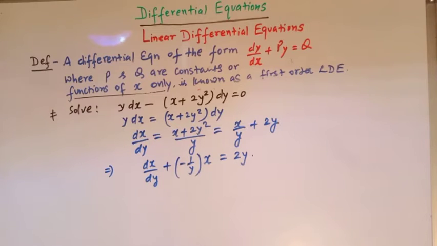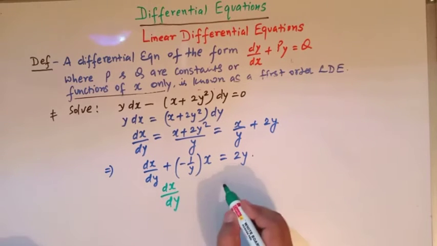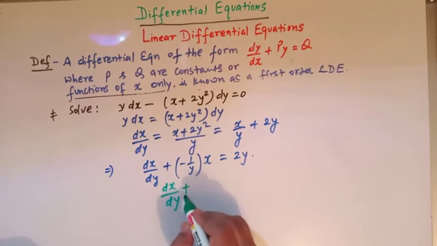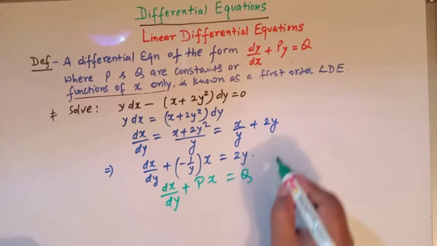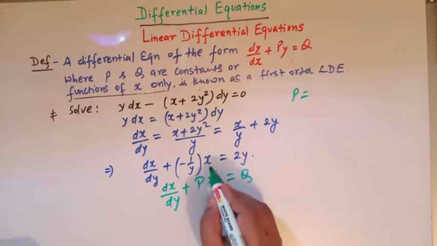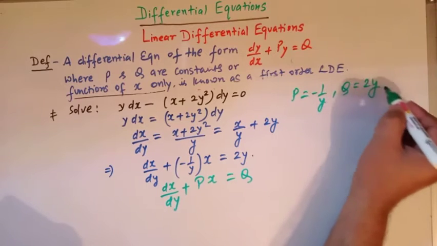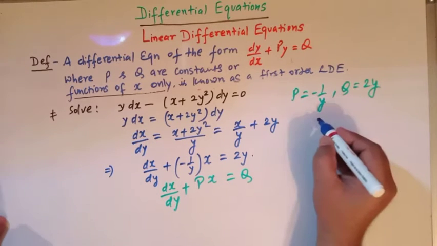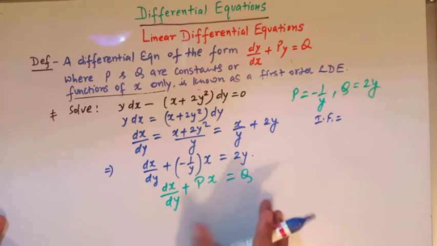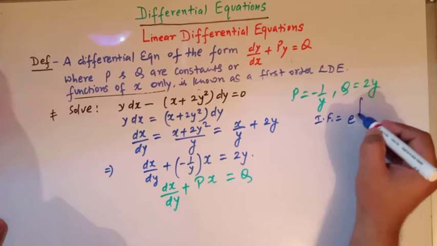Now viewers, here we see that this equation resembles the linear differential equation of first order of this form, dx over dy plus px is equal to q. And here if we compare both these equations, we have p is minus 1 over y and q is equal to 2y. Clear? Now the integrating factor of such a differential equation is given by e raised to integral of p dy.